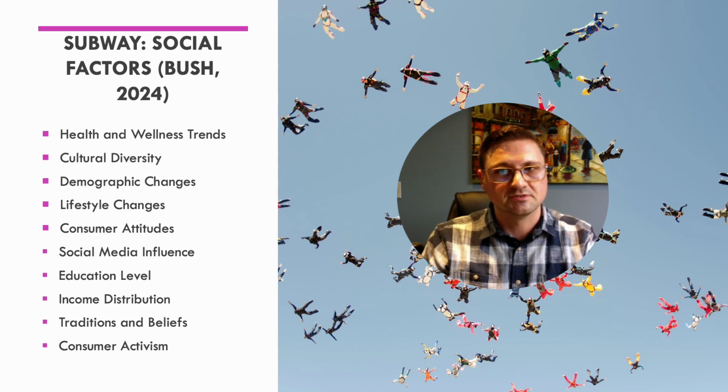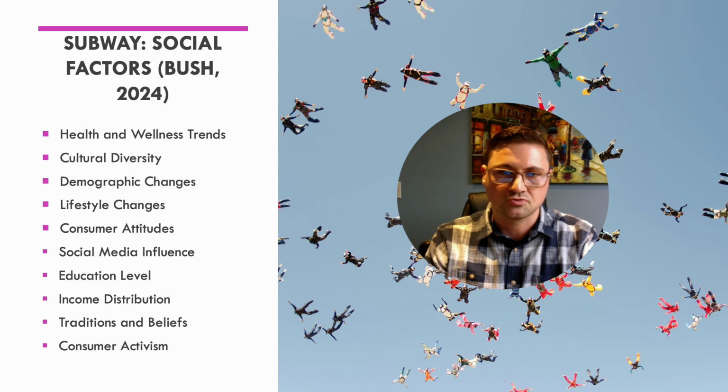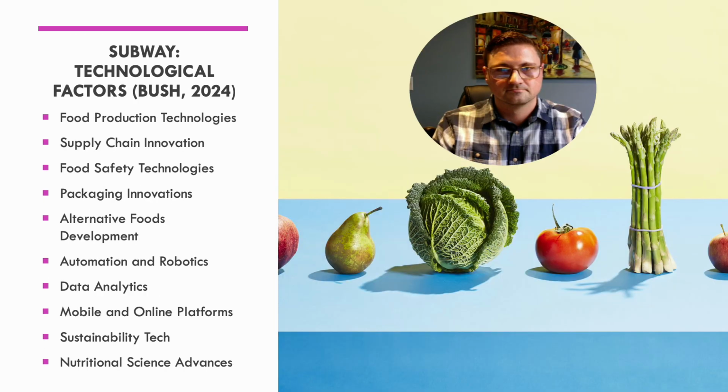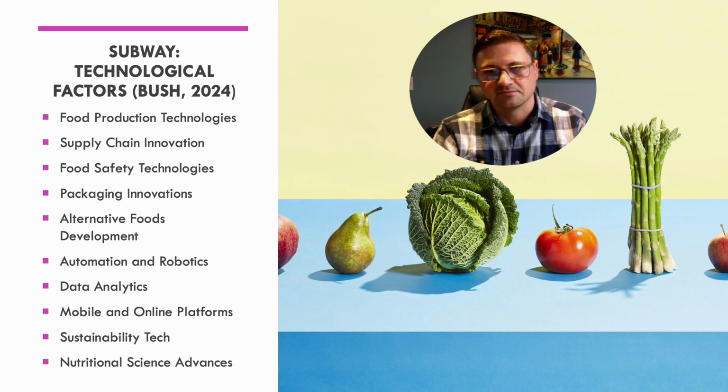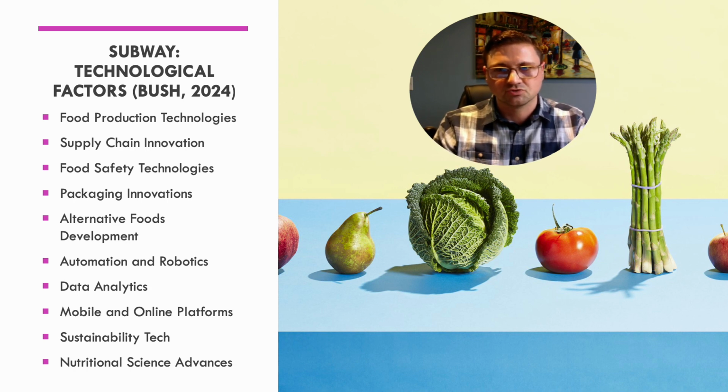demand for corporate responsibility, fair trade, and ethical sourcing practices. Last but not least, we are going to wrap things up with the technological factors. So we have food production technologies, so advances in these types of technologies like hydroponics and aquaponics can enhance the production, the amount of vegetables that are produced, as well as sustainability. If you don't need soil to produce vegetables.